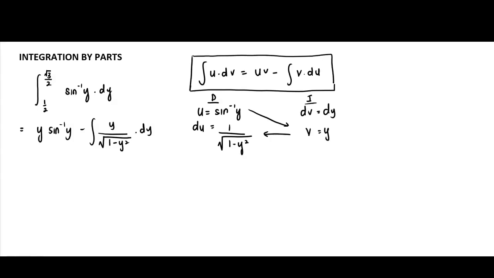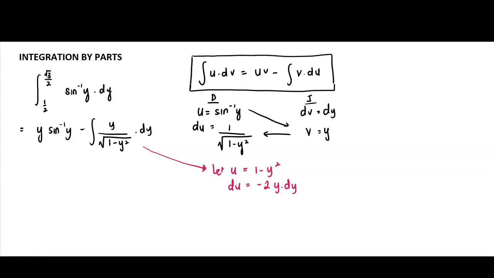Okay, now this part is already done. Now we have to integrate this part, so I'm going to bring it over here. We need to do substitution again. So let u be 1 minus y squared. Differentiate this, you'll get du equals negative 2y dy. We want to replace the dy with du, so it becomes all y terms.